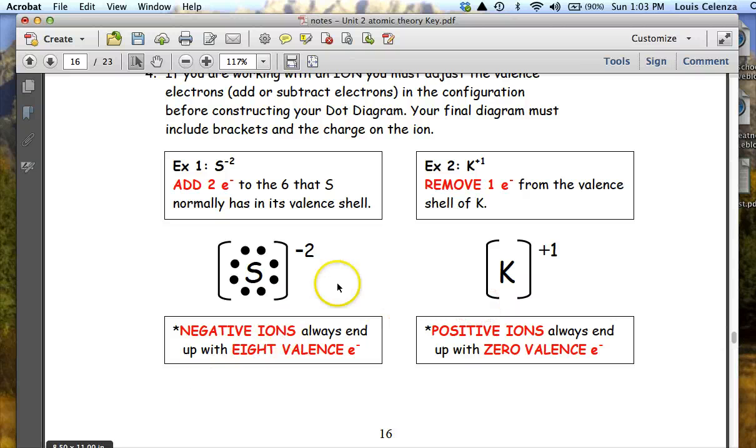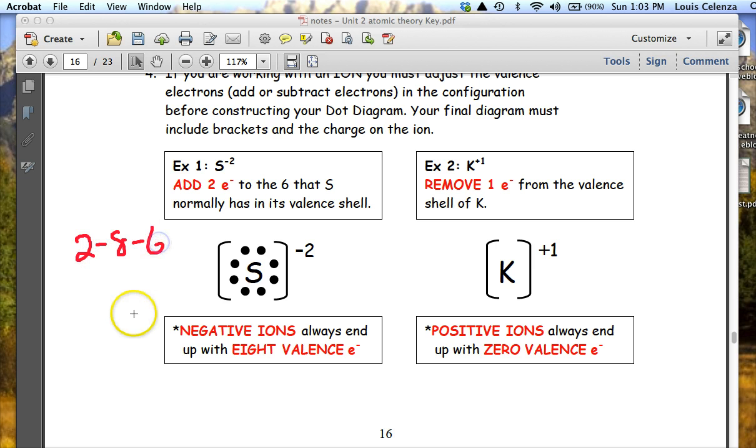Now, here's where it gets tricky. You can also do dot diagrams for ions. So, for example, sulfur has 2, 8, 6. So it would have here sulfur, it would have 1, 2, 3, 4, 5, 6. But when sulfur becomes an ion, it gains 2 electrons. So now you would have to put 2 more electrons. Now that it's an ion, you have to put brackets around it, and then indicate that it is a -2 charge because now it gained 2 electrons.